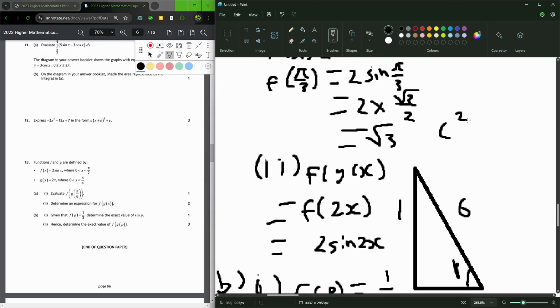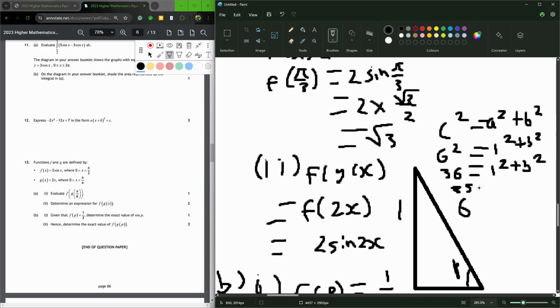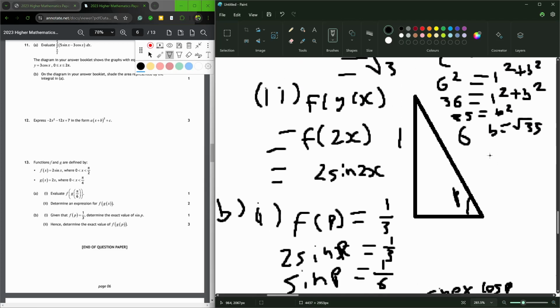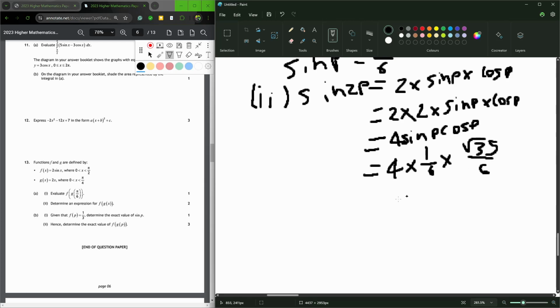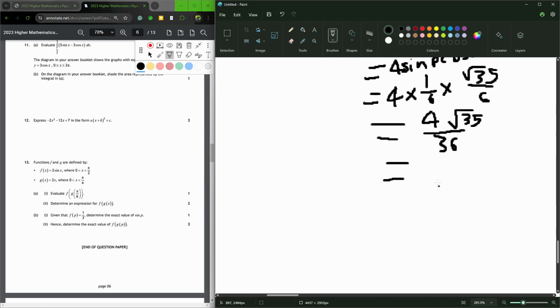So remember, c squared equals a squared plus b squared. So 6 squared equals 1 squared plus b squared. So 36 equals 1 plus b squared, which means 35 equals b squared, so b is root 35, which means that cos, considering cos is adjacent over hypotenuse, will be root 35 over 6. And then we can just number crunch this. So that'll be 4 times root 35 over 36, and then we can divide both sides by 4, giving root 35 over 9. And there's your final answer.